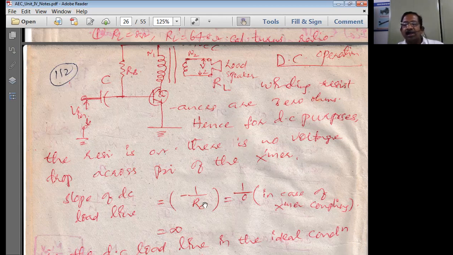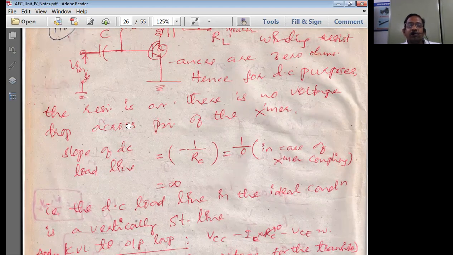So what is inductance? It exhibits a reactance, just like a capacitance. Inductance also exhibits a reactance. Therefore, for DC purposes, the internal resistance is taken as 0. There is no voltage across the primary of the transformer at DC level. It means there is no DC drop, because the collector resistance is taken as equal to 0.